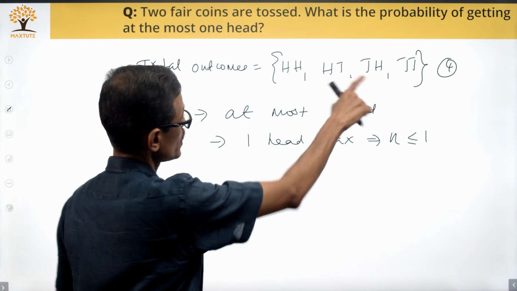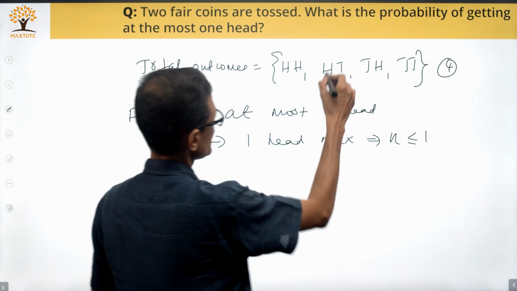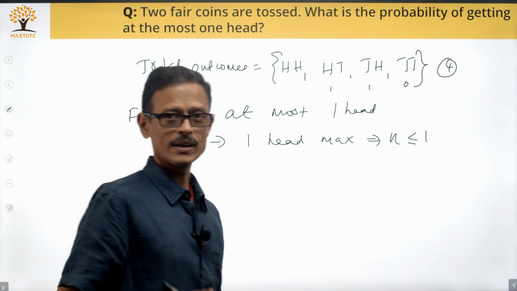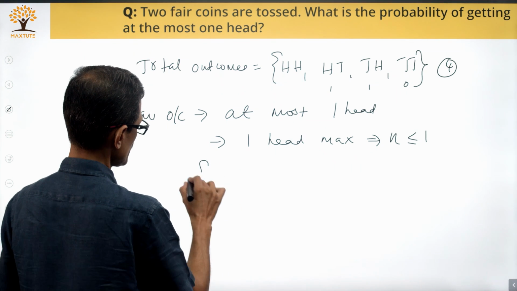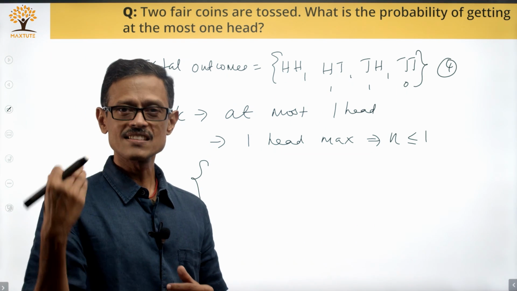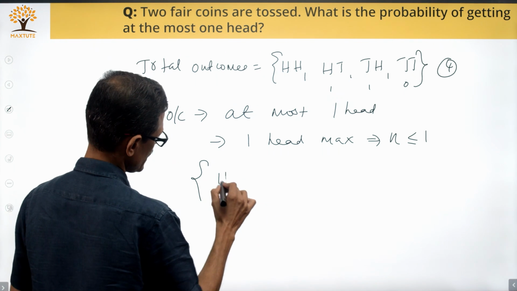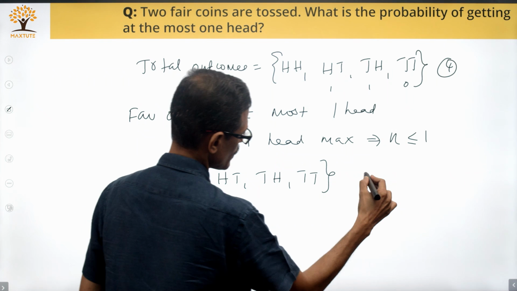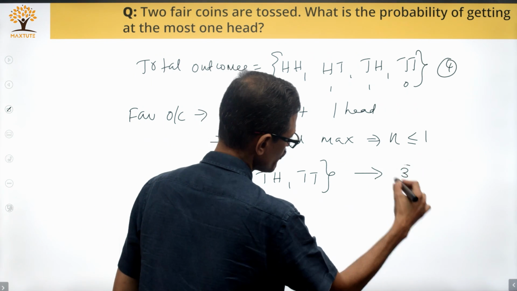Of these outcomes, which all satisfy the condition? This is a case where you have 1 head, this is a case where you have 1 head, and this is a case where you have 0 heads. So, the favorable outcomes for us, where we have at most 1 head, a maximum of 1 head, less than or equal to 1 head, are basically head tail, tail head and tail tail. So, how many favorable outcomes do we have? We have a total of 3 favorable outcomes.